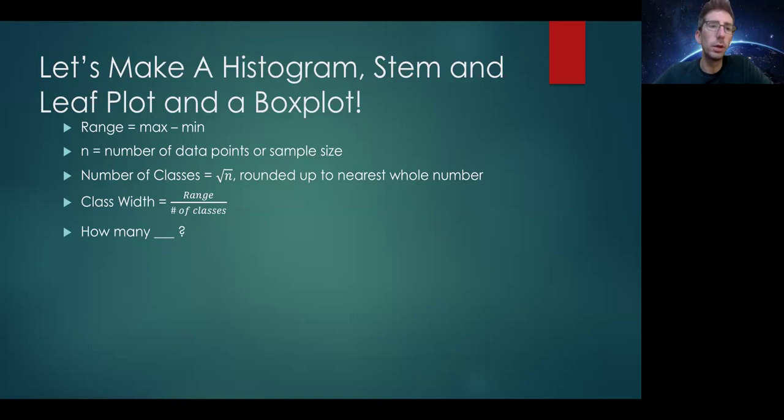So to do that, all we are going to do is divide our range, which is the max minus the min. We're going to divide that by the number of classes. So we'll get the whole spread of our data divided by how many bins or how many bars we're going to put it in. Okay?